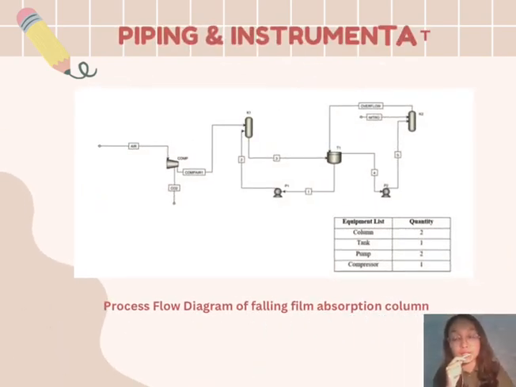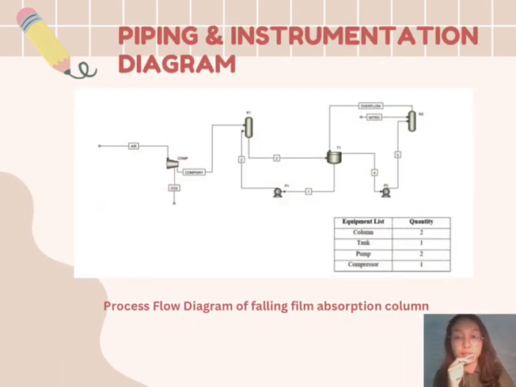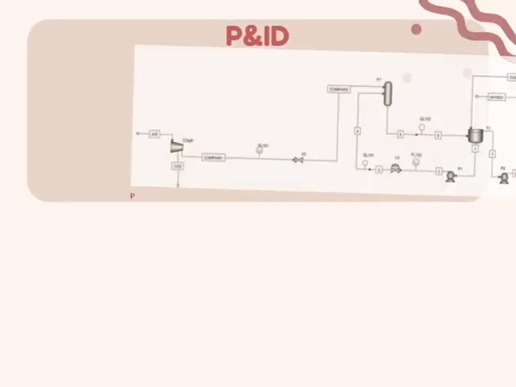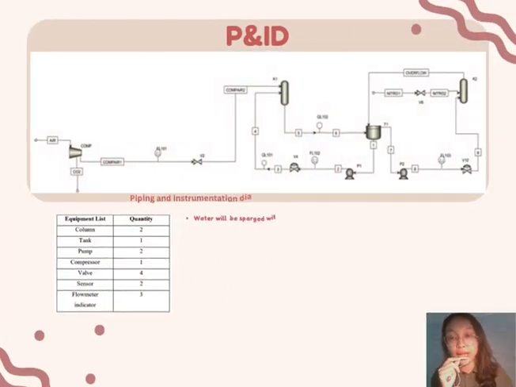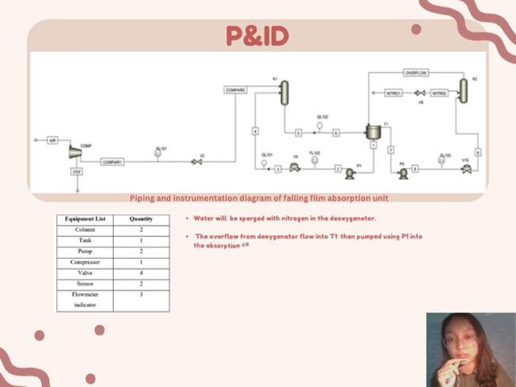Hi, my name is Kiteri Atik, and I'm going to present the piping and instrumentation diagram part. This figure right here is the process flow diagram of the falling film absorption column. Further explanation will be on the next slide. So, this is our P&ID diagram. On the left side, the table gives the specification of the equipment list and its quantity.